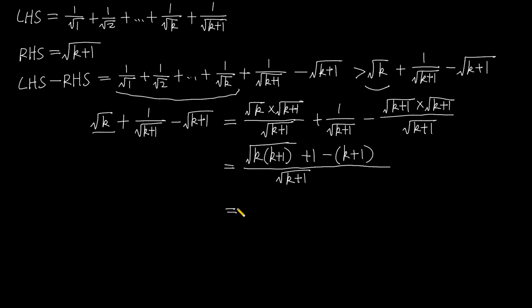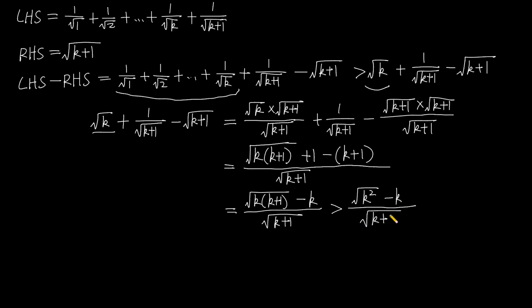And this equals square root of k plus 1 on the bottom, square root of k multiply k plus 1 minus k. And this one is larger than square root of k squared minus k, bottom square root of k plus 1.